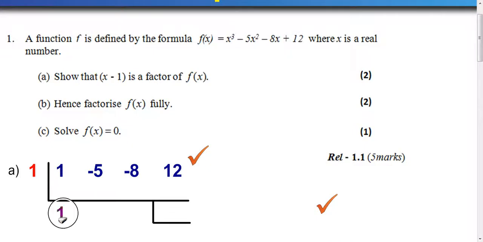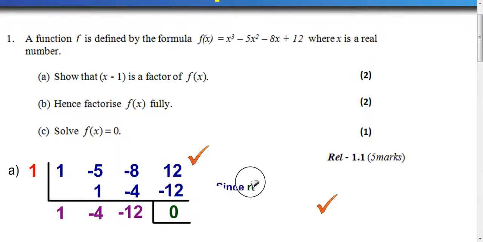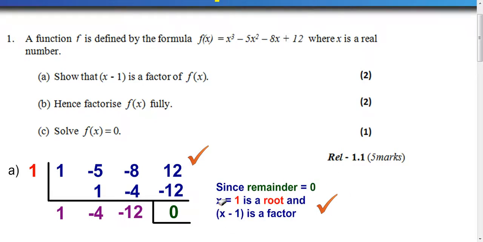So drop your 1 down to here and then multiply these two together. So 1 times 1 is 1. Then add, negative 5 add 1 is negative 4. Then multiply by 1 to get negative 4. And then add, negative 8 add negative 4 is negative 12. And then multiply by the 1 to get negative 12. Then add to get 0. So that bit there is worth the first mark. And then a statement basically saying, since the remainder equals 0, x equals 1 is a root, and therefore x minus 1 is a factor. That gets your 2 marks here.